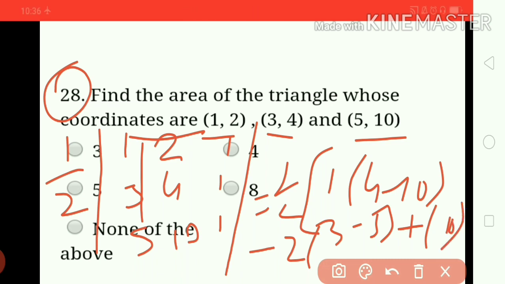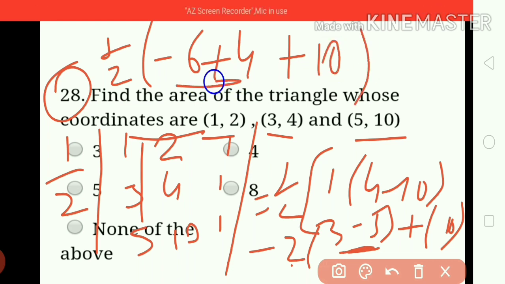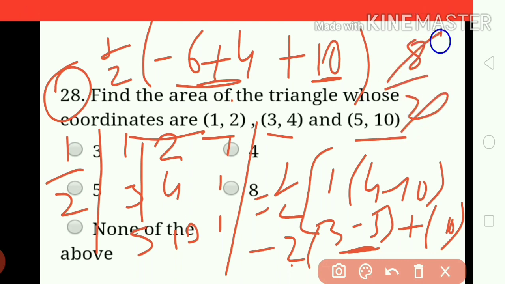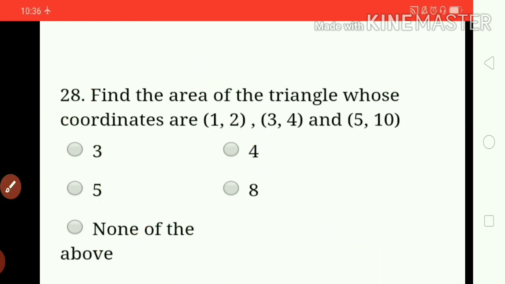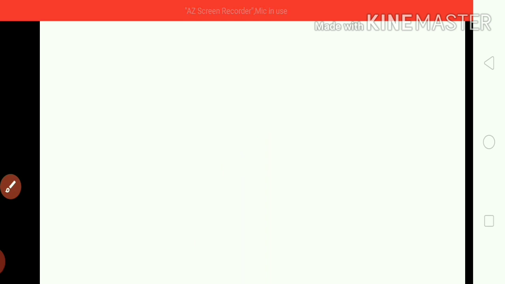So let us solve. This is 1 by 2 into 4 minus 10 is minus 6. Here minus 2 will remain. Minus 2 into minus 2 is positive 4 plus 10. So this will be minus 2 plus 10 is 8. 8 by 2 is 4. So let us check which option is showing you 4. Which option is showing you 4? Second option is showing you 4, right?